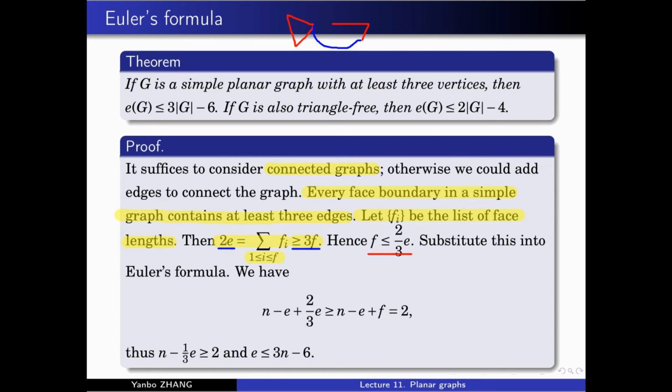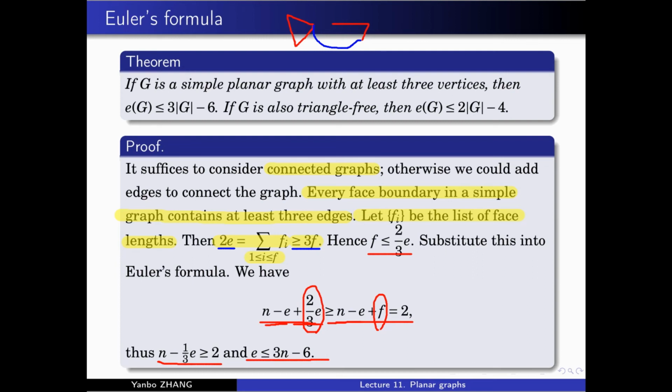Substitute this into Euler's formula. We have n minus e plus 2/3 of e is greater than or equal to n minus e plus f. So n minus e plus f equals 2. So we have n minus e plus 2/3 of e is greater than or equal to 2. So we have n minus 1/3 of e greater than or equal to 2. That is 3n minus e is greater than or equal to 6, and e is less than or equal to 3n minus 6.